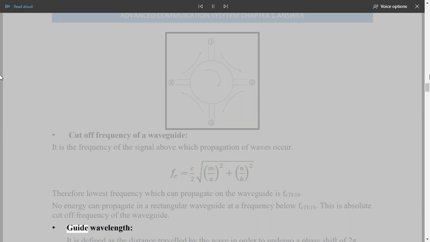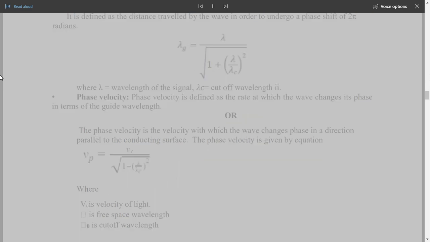Guide wavelength is defined as the distance traveled by the wave in order to undergo a phase shift of 2 pi radians, where lambda equals the wavelength of the signal, and lambda c equals the cutoff wavelength. 2. Phase velocity. Phase velocity is defined as the rate at which the wave changes its phase in terms of the guide wavelength.